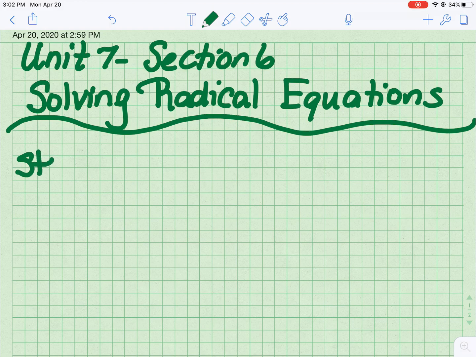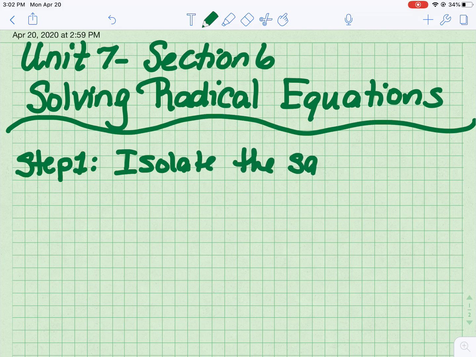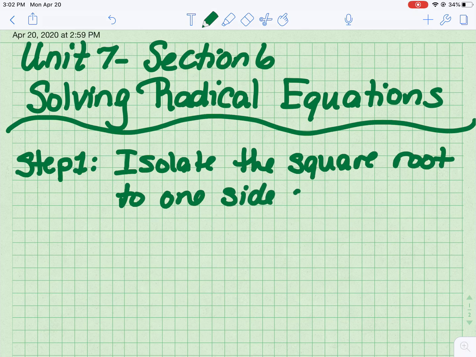Okay, there's 4 quick steps you can do this. And the first step is to isolate the square root on one side of the equation, if possible. And I'll show you what I mean by that. In other words, we don't want any like plus 3 on the outside or anything like that. We kind of want the square root all by itself, okay?